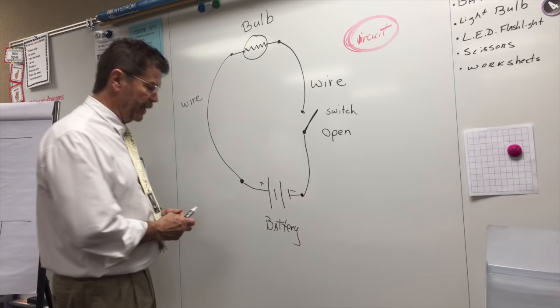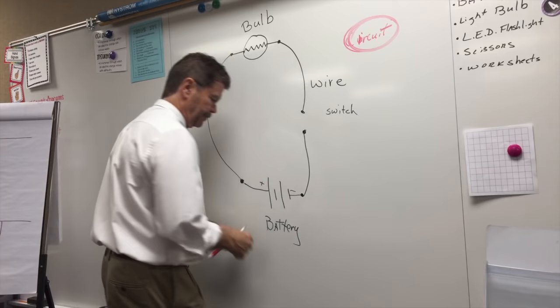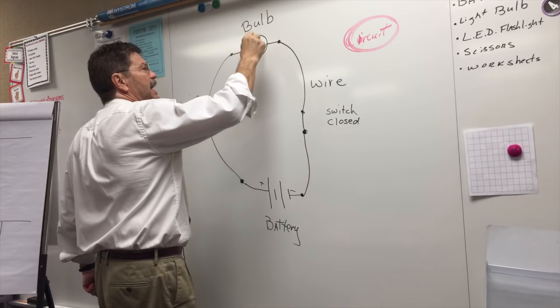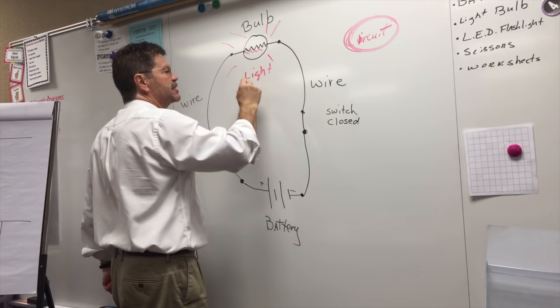So I don't have an open switch. I want to have a closed switch, which goes like this. Ding, ding, ding, ding, ding. And when that happens, guess what? The light bulb gets hot and it lights up and it gives off light and maybe some heat. So that is a complete simple circuit.